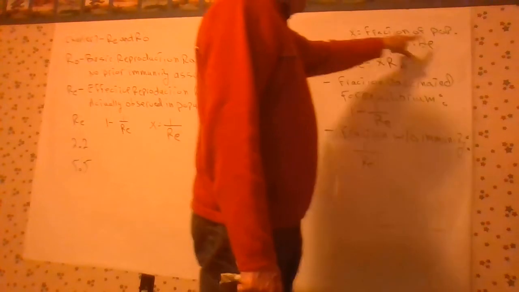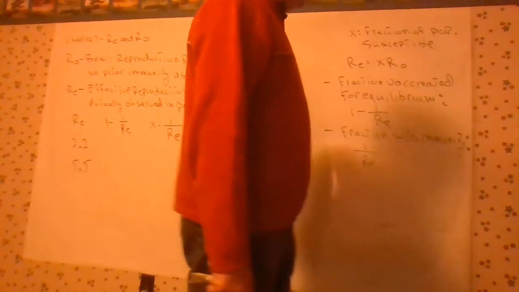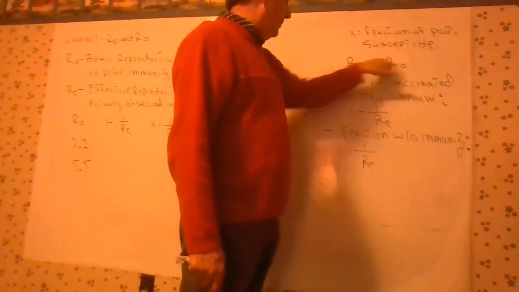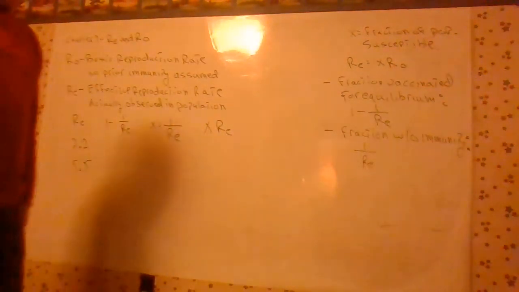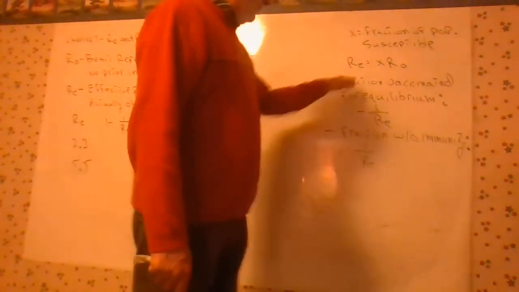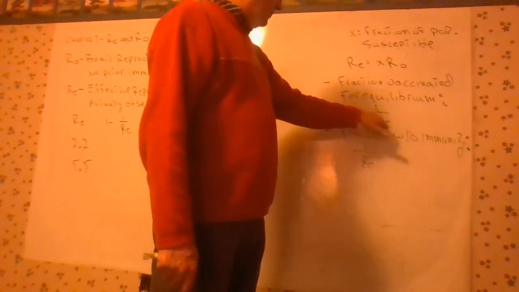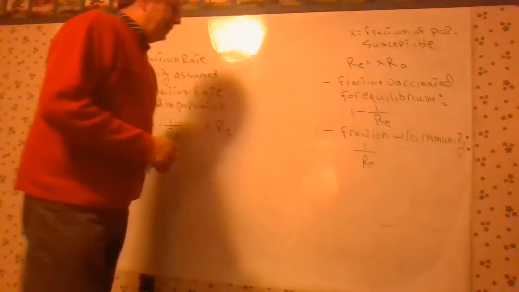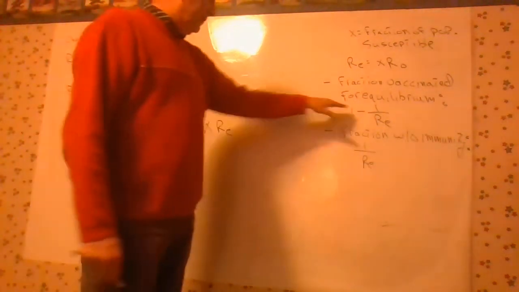So a couple interesting formulas. If X is a fraction of a population that's susceptible, now let's suppose 50% of the population is susceptible, 50% is not, then you multiply that fraction times R naught and it gives you RE or RT. And the fraction we must vaccinate for equilibrium is 1 minus 1 over RE. So this is pretty important because as RE increases, this fraction increases as well.